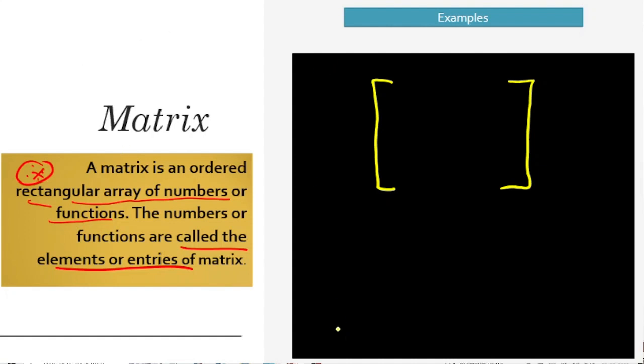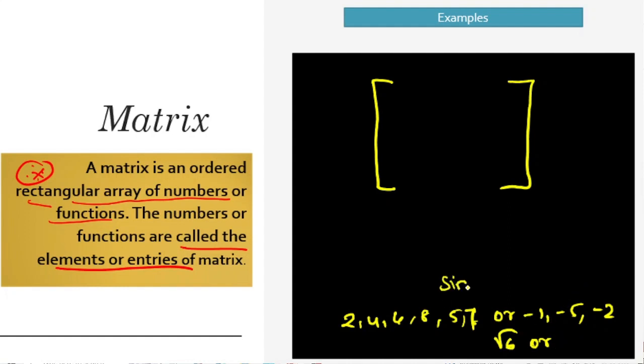What are the numbers? You can have positive numbers like 2, 4, 6, 8, or negative numbers. You can have root numbers, integers, complex numbers, whole numbers, real numbers. You can also have functions like sin theta, cos theta. These are functions. You can also have 1 plus x, 1 minus x. Like this you can also have functions.